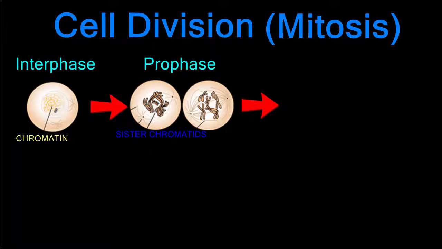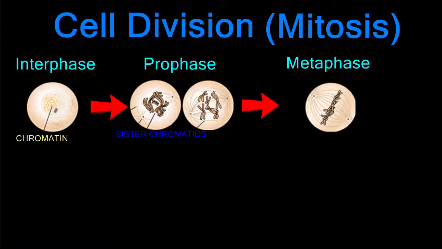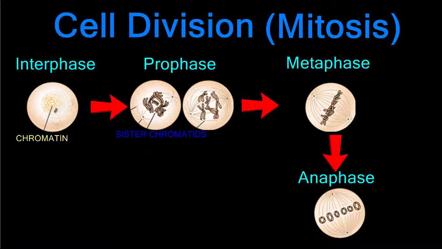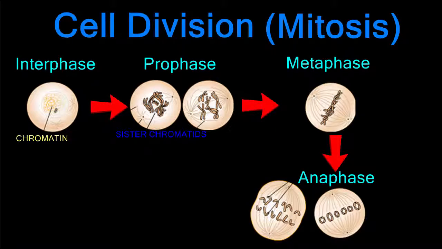Cell division progresses into metaphase as the centrioles guide the sister chromatids to line up along the center of the cell. Anaphase begins as the spindle fibers pull the sister chromatids apart, and one copy of each chromosome heads towards the opposite ends of the cell. The cell itself begins to elongate.